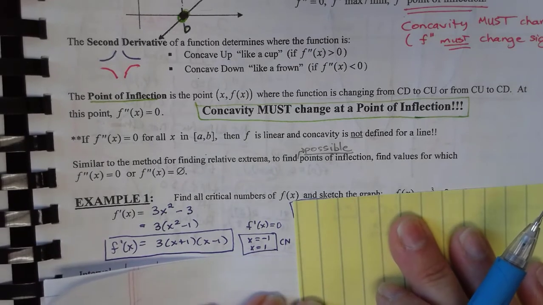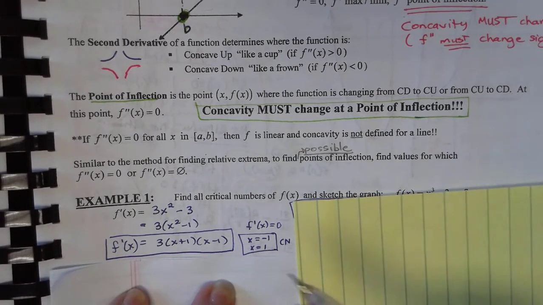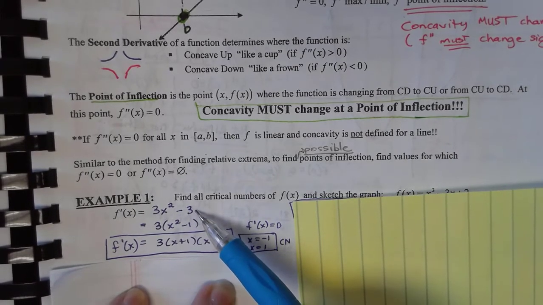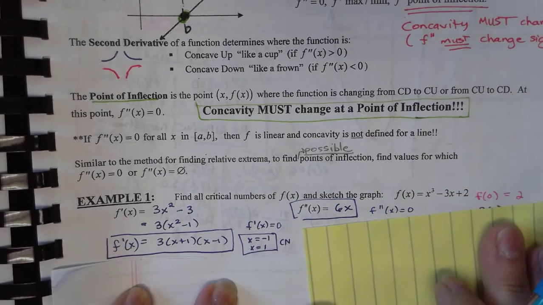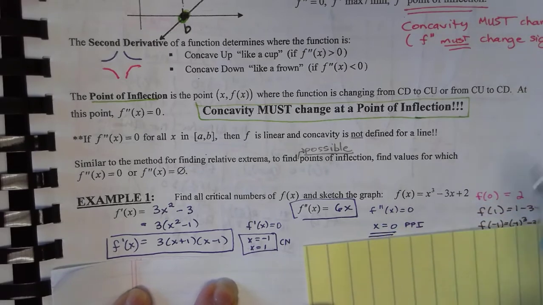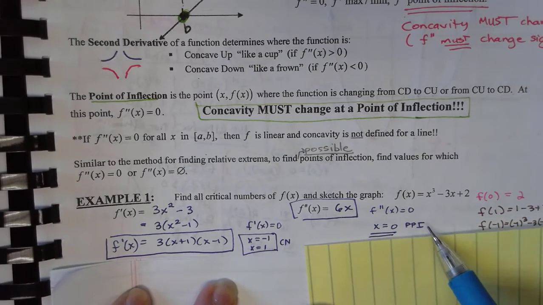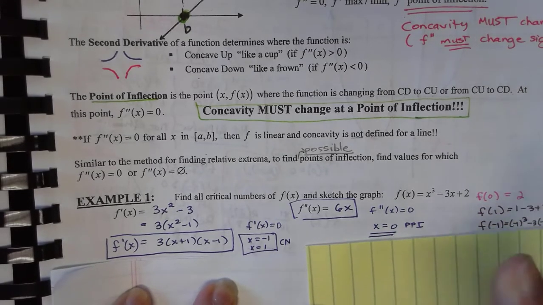Now, the next thing we want to do is find possible points of inflection. So from the first derivative, we're going to take the second derivative. And our second derivative is 0 when x is 0. We call this a possible point of inflection.